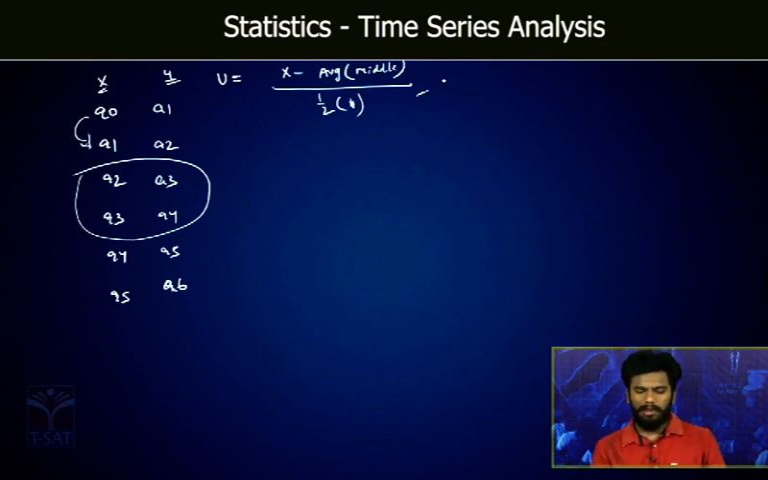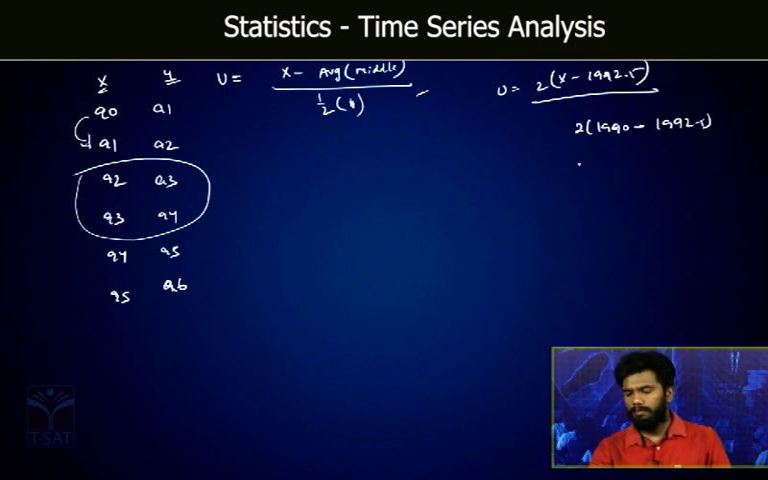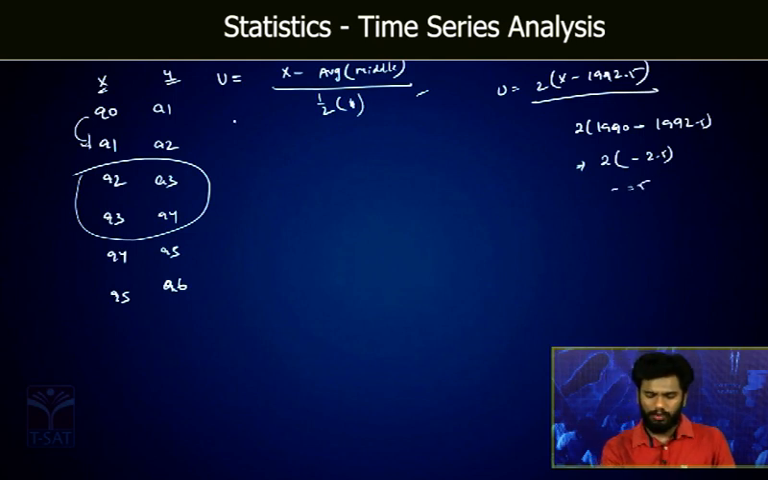Now substitute all the values in the u. 1990 పెట్టండి. So first what is the average of middle two values, 1992 and 1993? It will become x minus 1992.5 divided by half into 1 kabatti it will become like this. Okay, u value will be 2 into x minus 1992.5. 1990 substitute, 2 into 1990 minus 1992.5, it will become 2 into minus 2.5, it will become minus 5. So u value will become minus 5 here. Same way we have to calculate for all the values u.